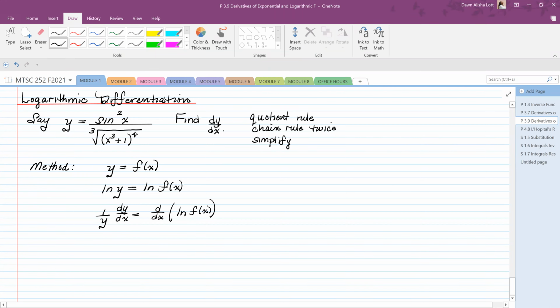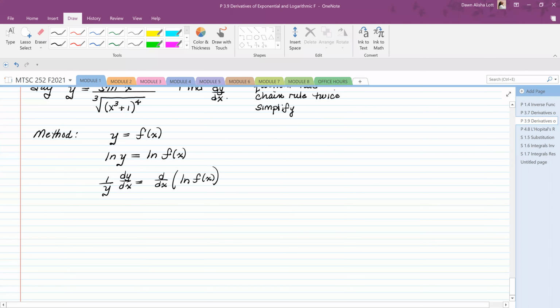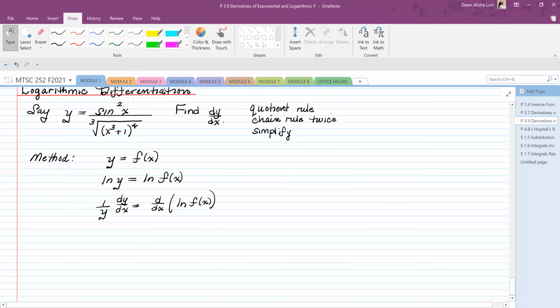And notice, what was I trying to solve for? I was trying to solve for dy dx. So now if I just multiply by y, dy dx pops right out. So I get dy dx equals y times the derivative with respect to x of the natural log of f of x. Okay, so that's the technique. We're going to do everything we possibly can to simplify this thing first.